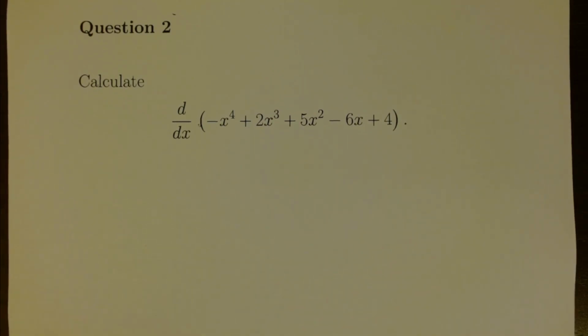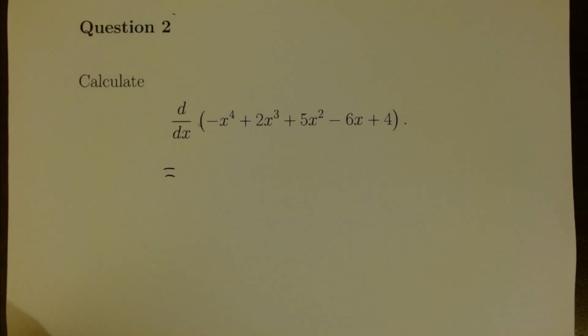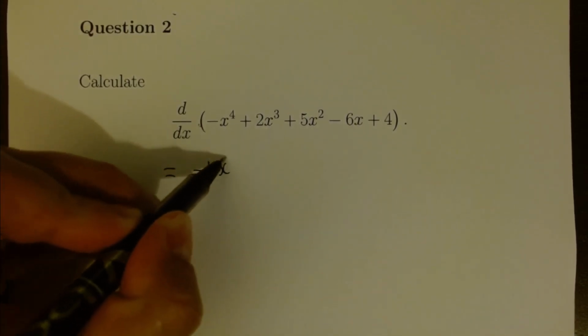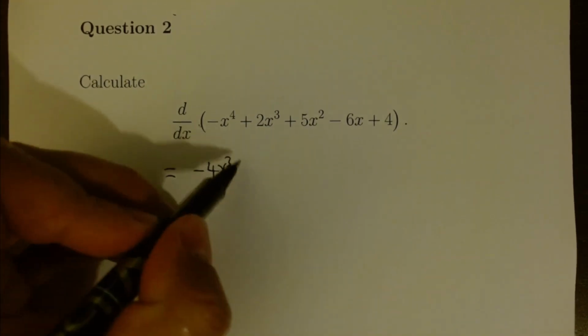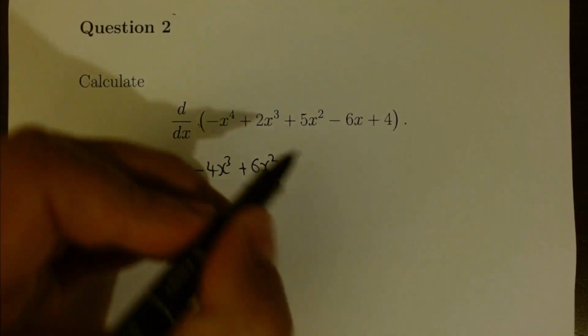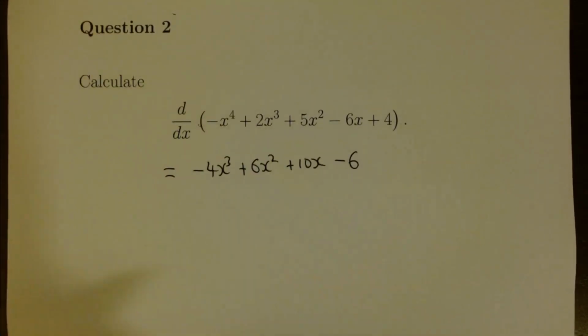Okay, question number 2. We can differentiate straight away term by term. So we first get minus 4x cubed plus 6x squared, and then plus 10x minus 6.